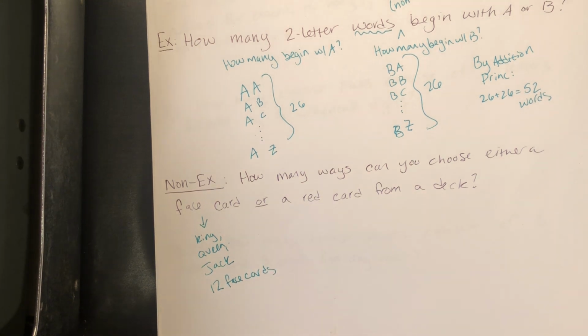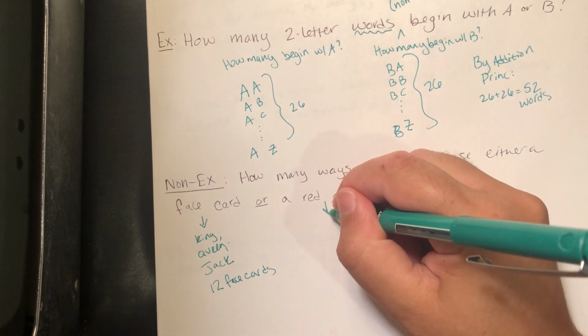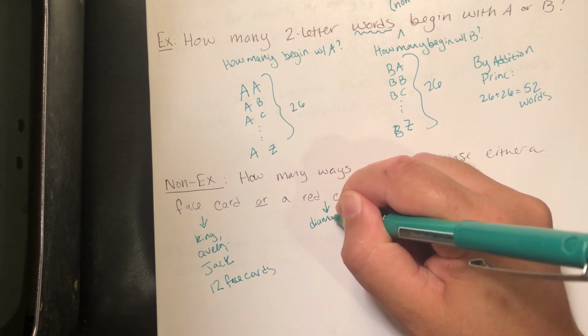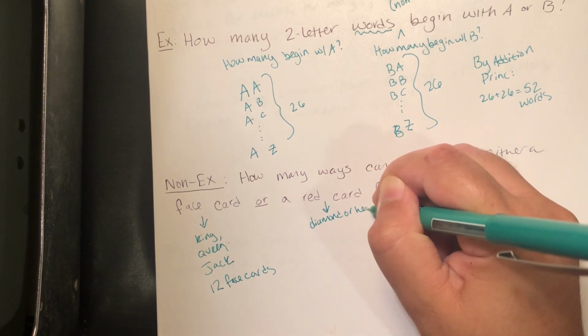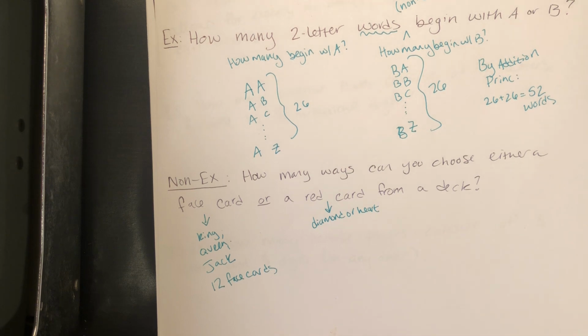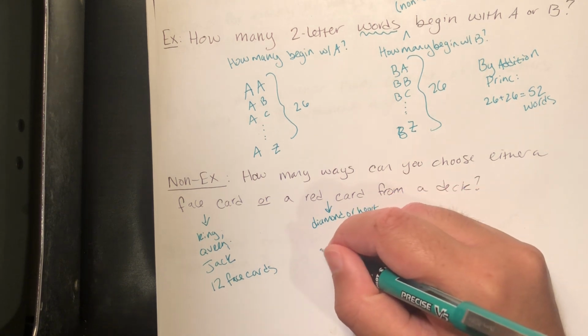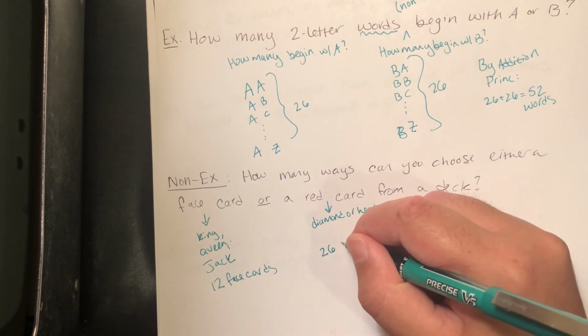What about the red cards? Well, the red cards are going to be any card that's a diamond or any card that's a heart. That is essentially half of the deck, because the deck is half red and half black. So if the full deck of cards has 52 cards in it, then half of those, 26 of them, are red cards.